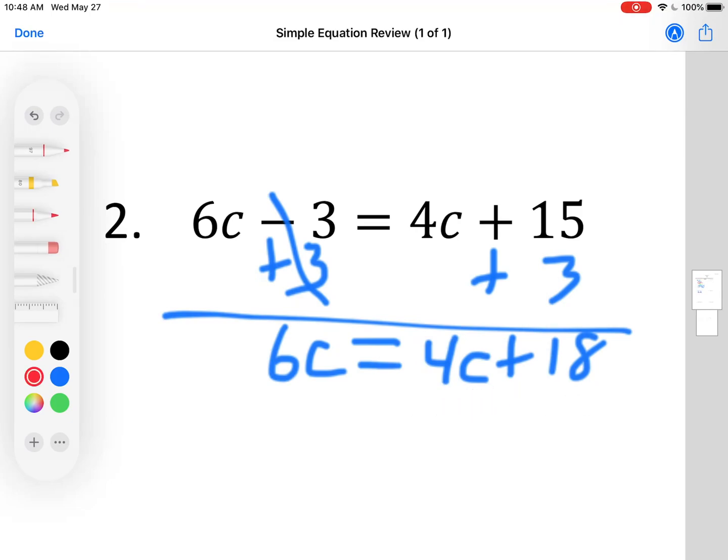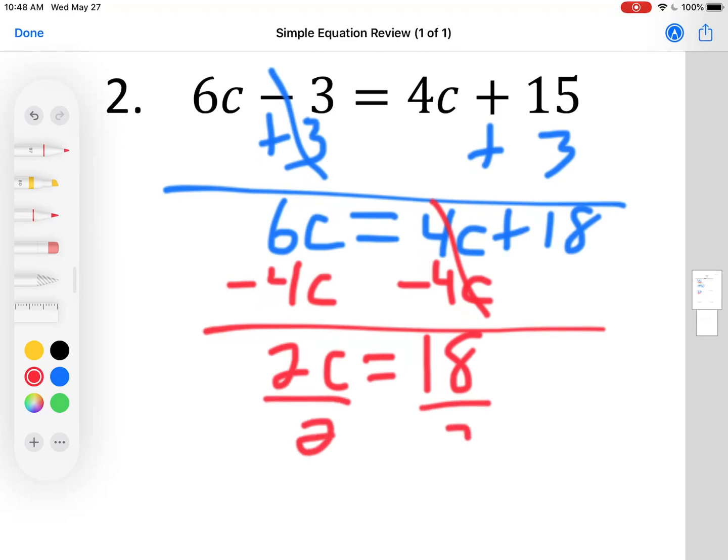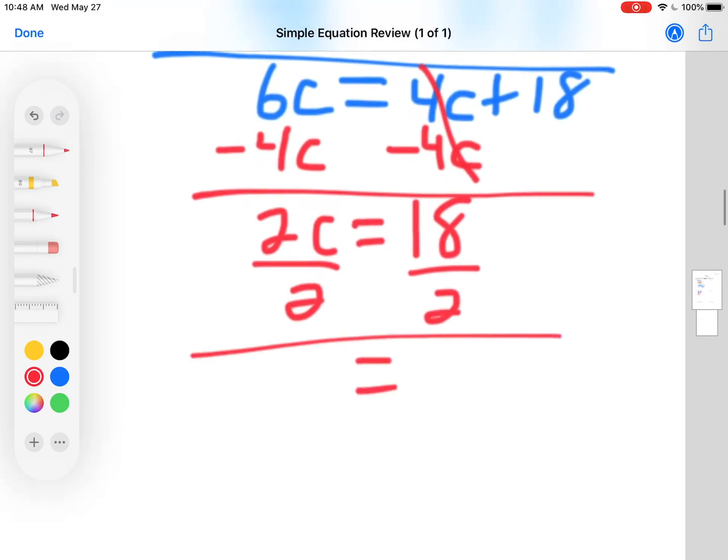So if I can't do the 18 because the 6c is a variable, then what's the variable term on the right side? 4c is. So we will eliminate 4c by subtracting 4c. And I subtracted because 4c is positive 4c. So minus 4c here, minus 4c here. Let's combine. 6c minus 4c is 2c, equal sign. These two cancel. 18 remains. No more plus signs, time to divide. Divide by 2 on both sides. How come 2? Because 2 is multiplying c. Equal sign. C here, 18 divided by 2, 9.